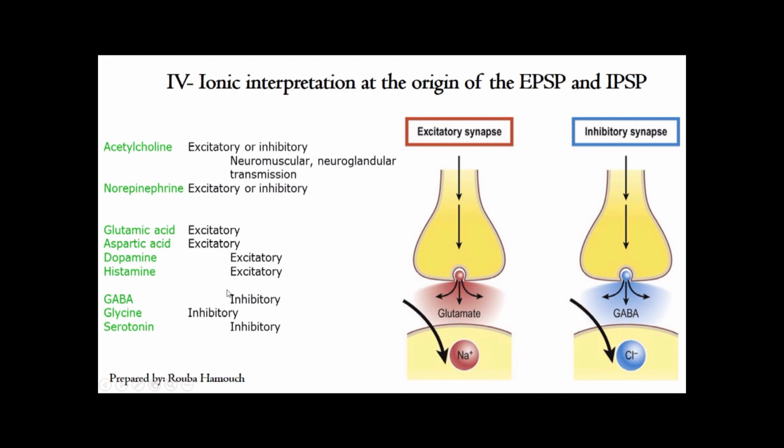You don't have to memorize these neurotransmitters, only understand the ionic interpretation at the origin of the IPSP and the EPSP. In the next video, we are going to explain the integration and the analysis of the nervous message by the neurons in the nerve centers.